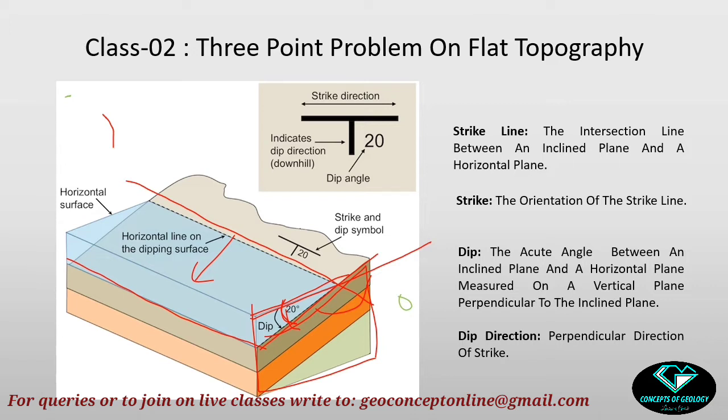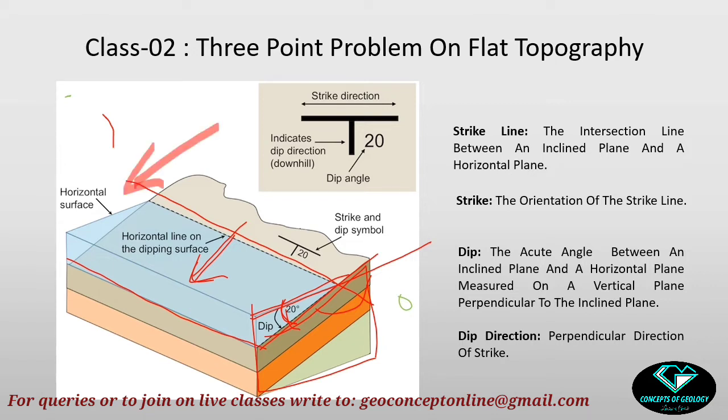Fine. And this dip is a vector quantity. It has an amount, I mean 20 degree here, and definitely it will have a direction because the inclined plane is inclined towards this direction only. Now where are we measuring this direction? Definitely the dip direction will be measured in a horizontal plane.